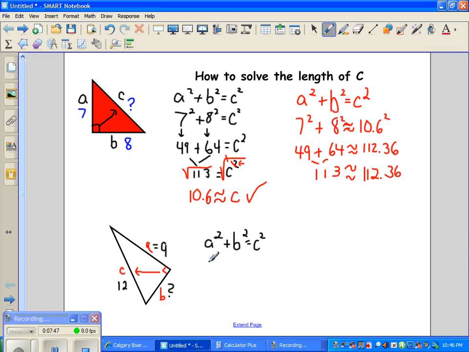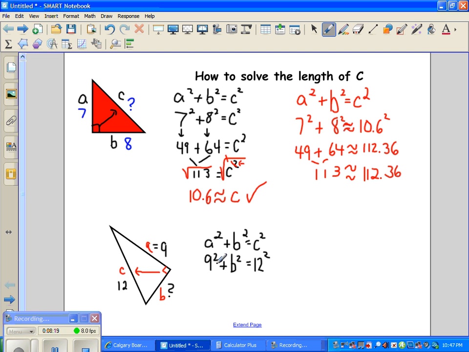A, we know, so we fill in the 9 squared. We don't know B. But we do know C. So it's very important that you always draw a diagram, so that you know which sides are A, B, and C, so that you don't automatically put the data in A and B when maybe it's one of those guys that you're trying to solve.